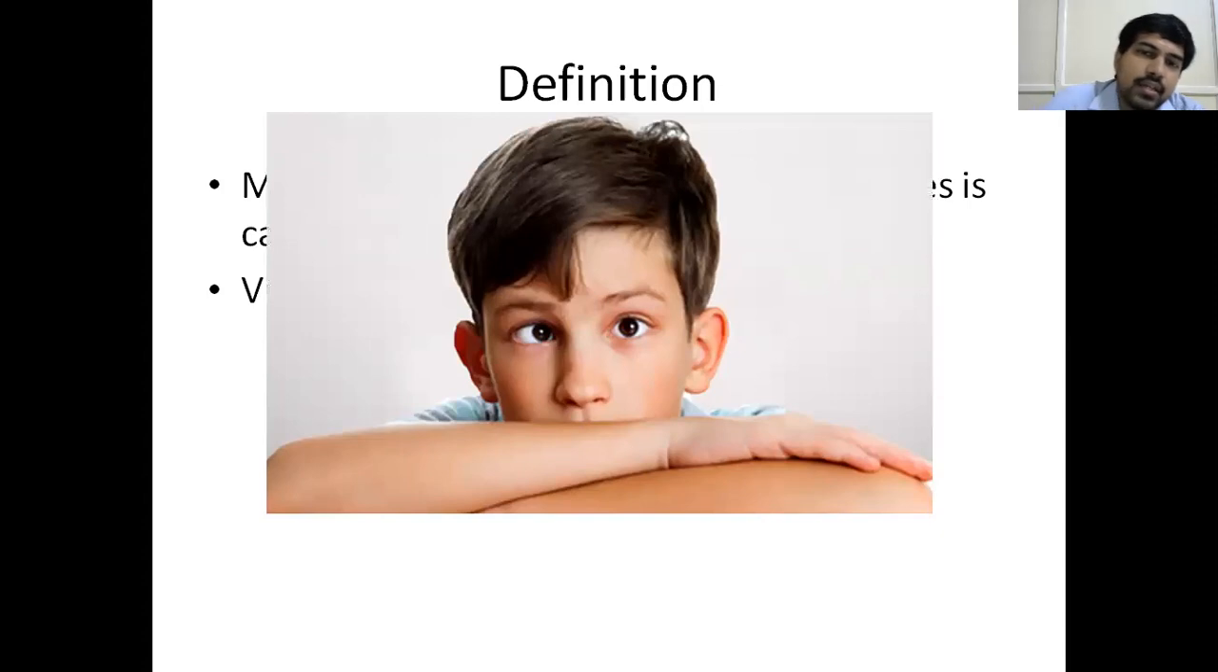For example, you see here in this case, this child's right eye is deviated inside, and the left eye is looking straight. So the visual axis of this left eye, if you draw a line, will be straight. But the visual axis of this right eye, if you draw it, will be going somewhere inside. So there is a misalignment of the visual axis of both eyes. This is known as strabismus or squint.